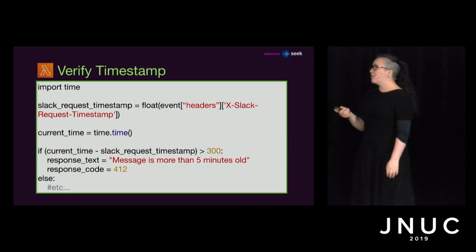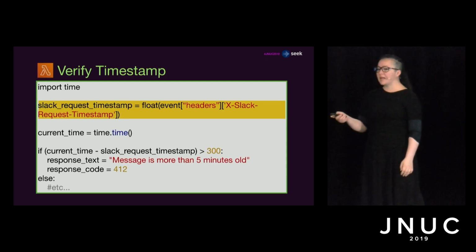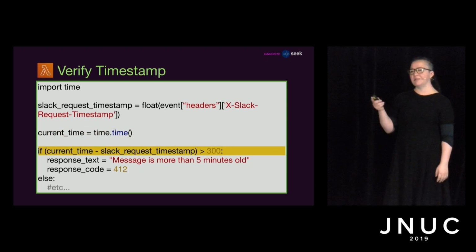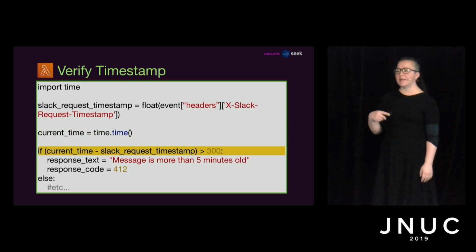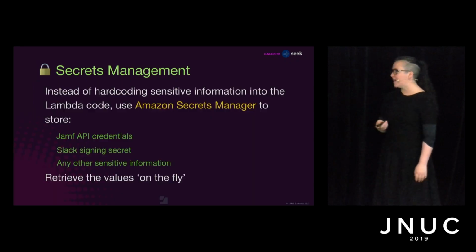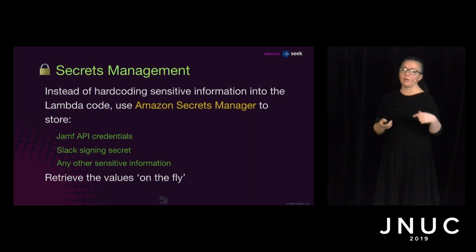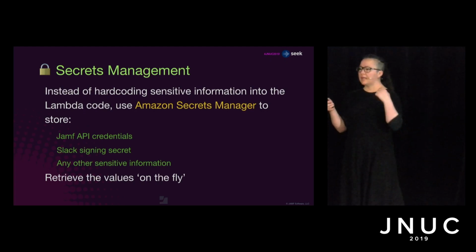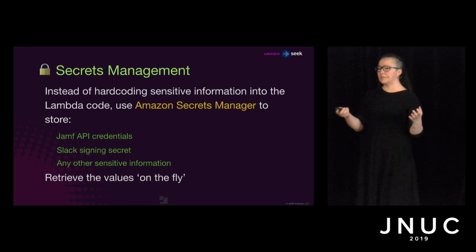The other thing that I'm verifying is the timestamp, just making sure that this message hasn't been sent more than 5 minutes ago. So once again, just sending back a status code of 412 if the message is too old. So another AWS resource that I use is Secrets Manager.